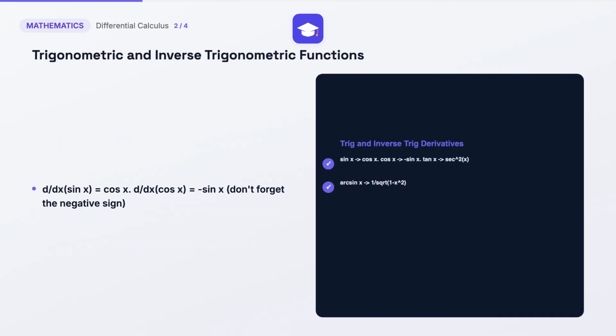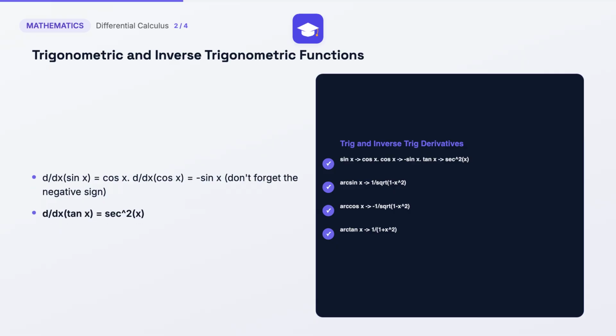The six trigonometric derivatives genuinely follow a consistent pattern: d over dx sin x equals cosine x, d over dx cosine x equals negative sin x, and d over dx tangent x equals secant squared x. Notice cosine's derivative carries a negative sign, a frequently forgotten detail.